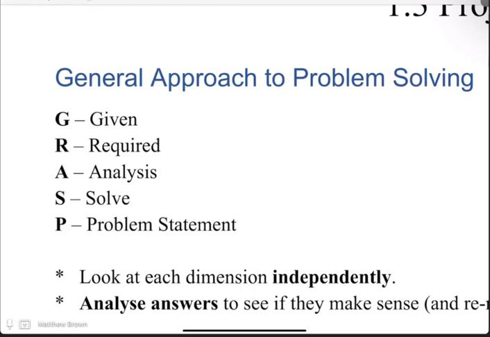five, figure out which equation can I use? How can I figure out that unknown given what I do know? Solve, actually do it, and then a problem statement at the end. I would even add into that, like, interpret the result, make sure you've answered the question. I always say that on tests and things like that. Always reread the question, make sure you actually answered it.